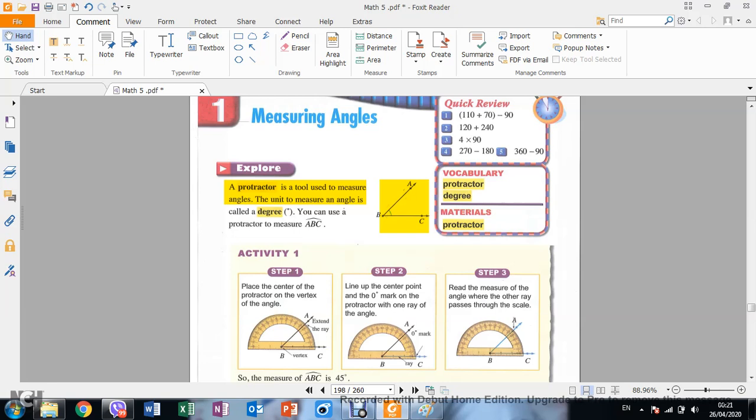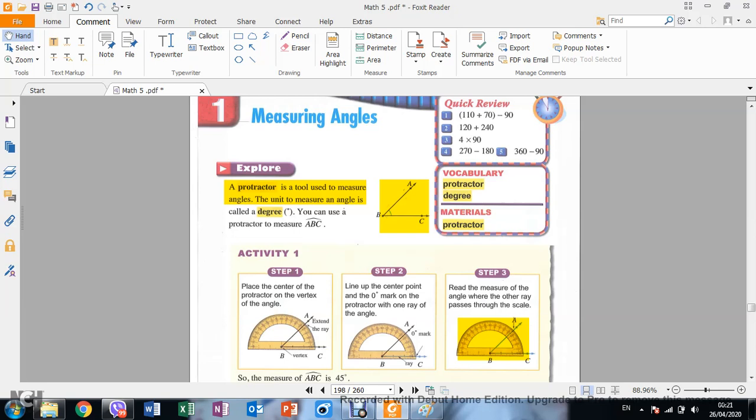So look, this figure is a protractor, okay? The unit of measuring angles is called the degree. We use degrees for measuring angles. You can use a protractor to measure angle ABC, okay?